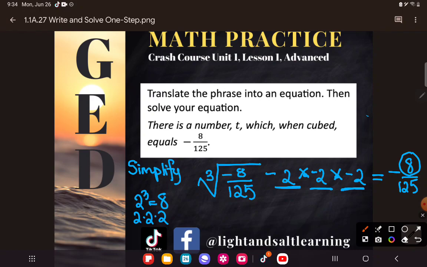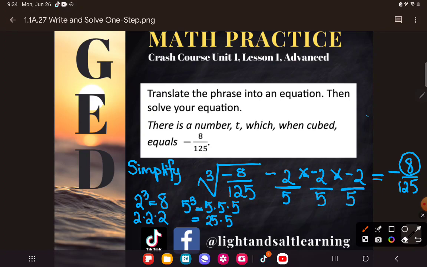Good. Now I just need to think about the bottom. 125. What number multiplied by itself 3 times would give me 125? Well, that's 5. Again, I like having the first 5 or 6 perfect cubes memorized. It's helpful, but not necessary because you can guess and check. But 5 times 5 is 25. And if I had 5 25s, I'd have 25, 50, 75, 100, 125.